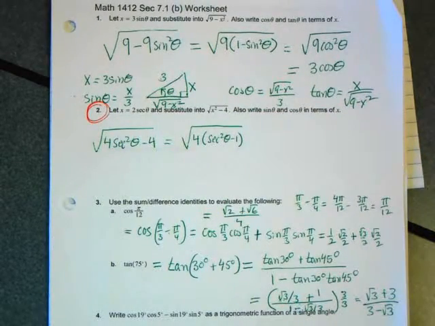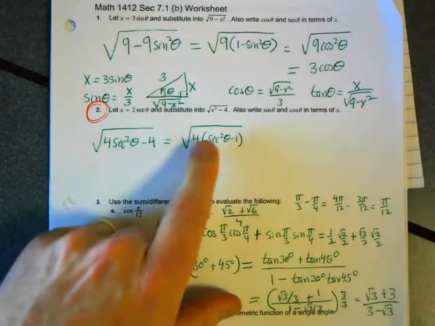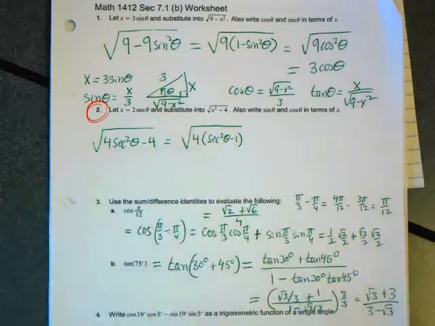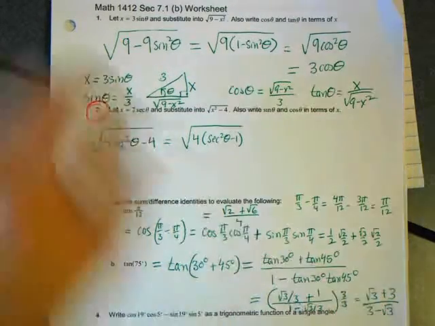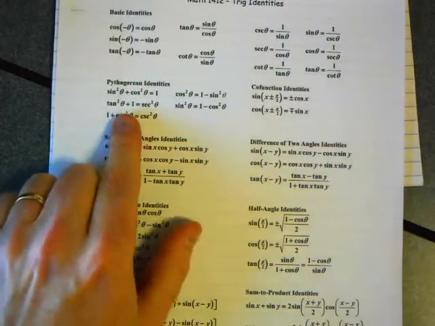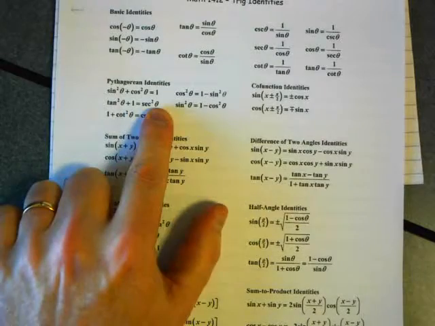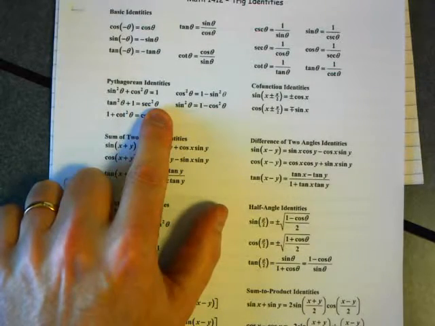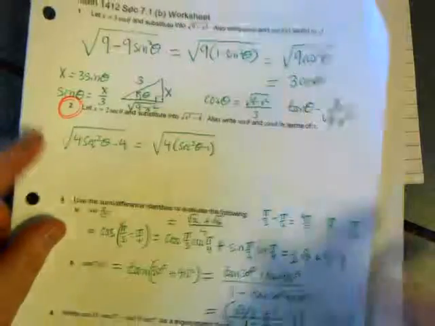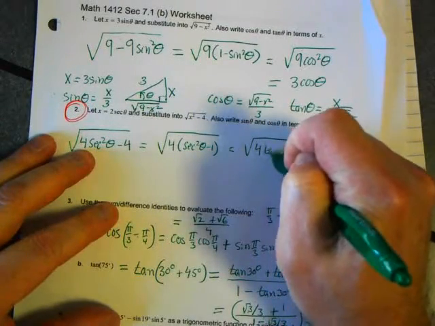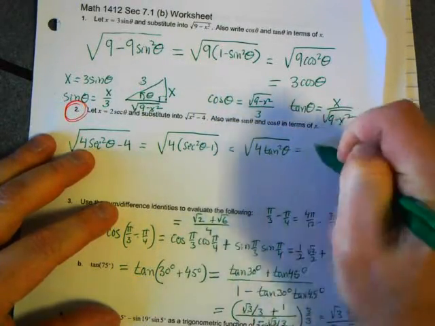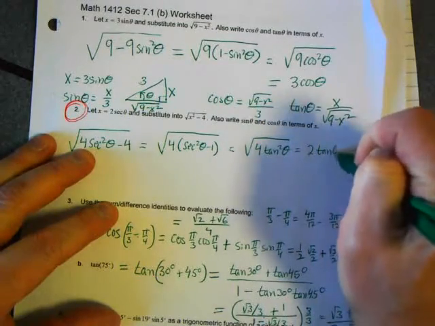I can take out a 2. The square root of 4 is 2. And how about secant squared theta minus 1? It's the same thing as tangent squared. How come? It's one of the Pythagorean identities. So if you look at this one here, if I move this 1 to the other side, secant squared minus 1 is the same as tangent squared. So this becomes the square root of 4 tangent squared theta, which is 2 tangent theta.